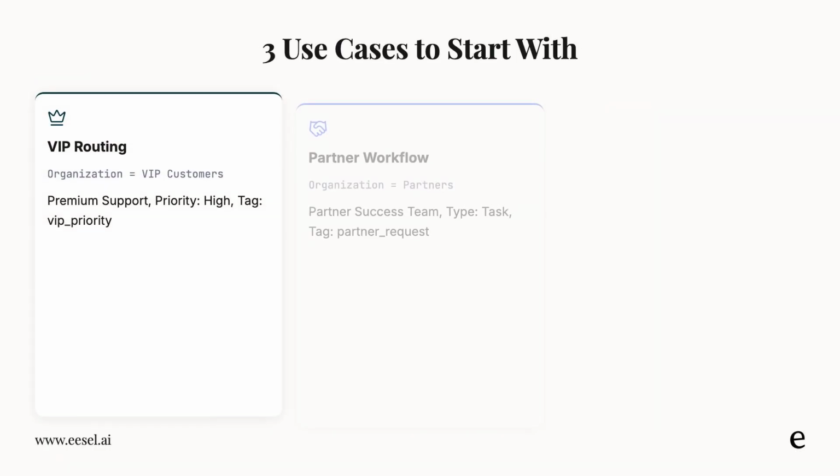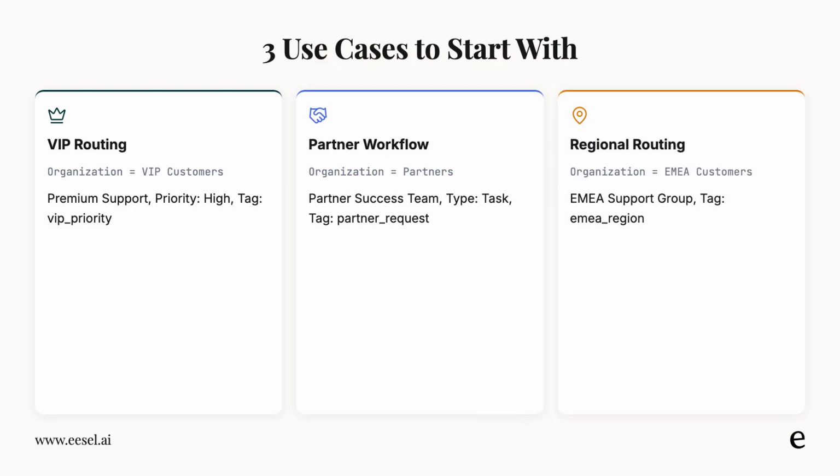Here are 3 setups to start with. Route VIP customers directly to your premium support group with high priority. Send partner tickets to your partner success team with the task type. Route regional customers to EMEA or regional groups using organization level tags. Each of these can be live in under 10 minutes.